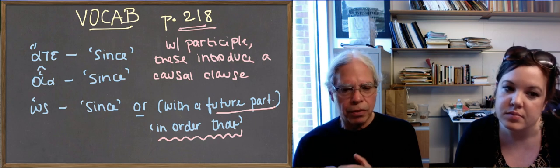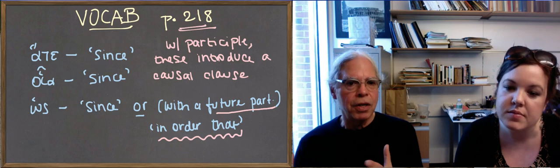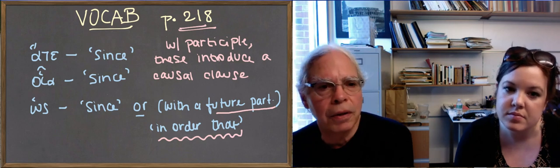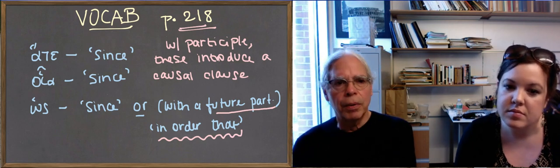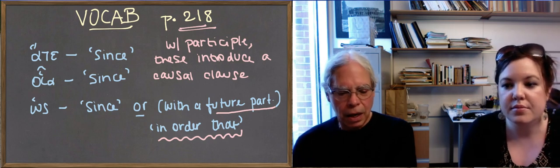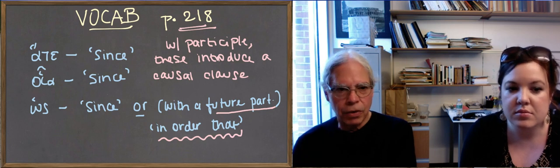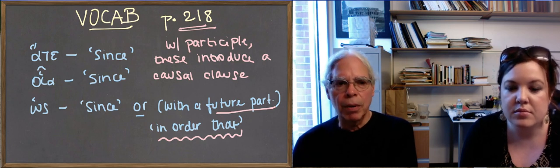In other words, the futurity of the participle has nothing to do with time. It's about intention, okay? This is a key thing. The book makes a distinction between hate and hoya and as on the one hand, and hos on the other. I don't think we need to worry about them. Okay, they're giving a reason for something.